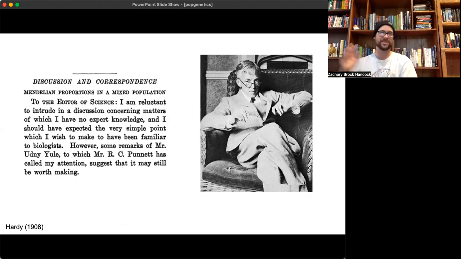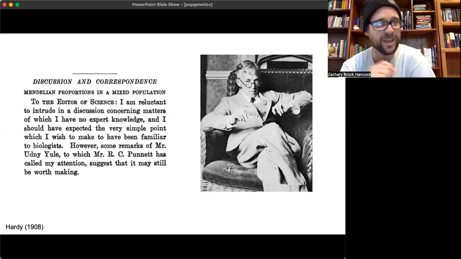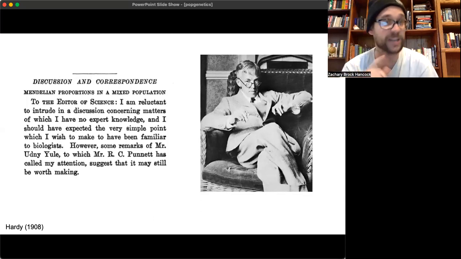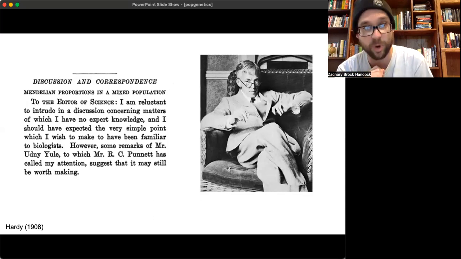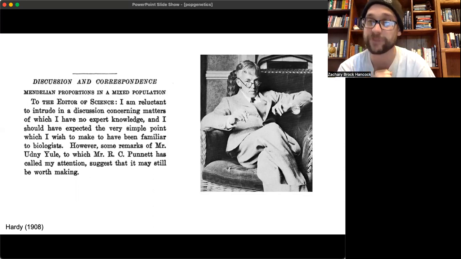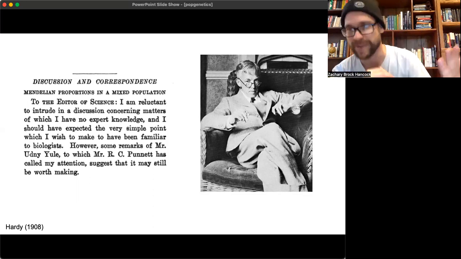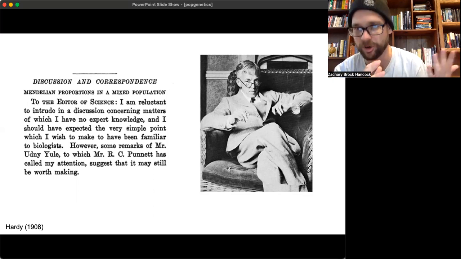And he writes with great shade, "I am reluctant to intrude in a discussion concerning matters of which I have no expert knowledge, and I should have expected the very simple point which I wish to make to have been familiar to biologists. However, some remarks of Mr. Udny Yule, to which Mr. R.C. Punnett has called my attention, suggest that it may still be worth making." And he then goes on to lay out the mathematics of what would become the Hardy-Weinberg principle.